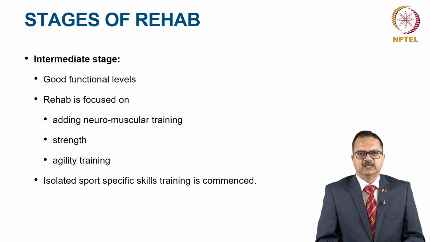Intermediate stage, the athlete generally has good functional levels, and therefore the rehab focuses on adding neuromuscular training, improving strength, and improving agility. Isolated sport-specific skill training is commenced. That is, sport-specific skill training while protecting the injured body part.